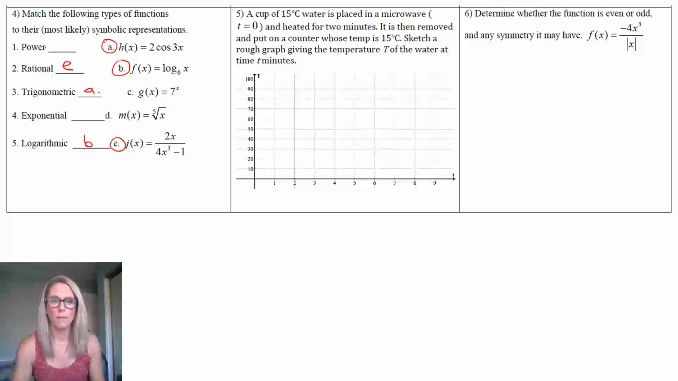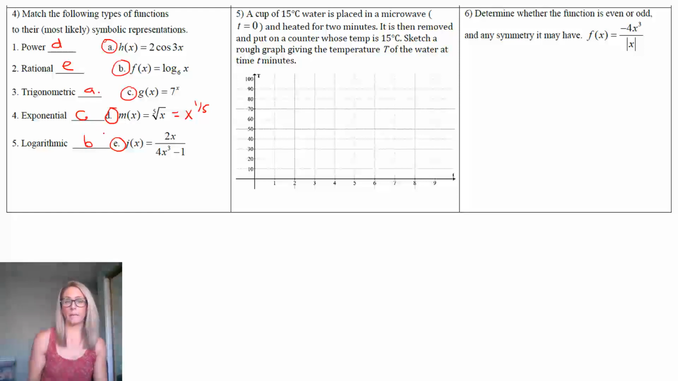And then they'd be thinking, okay, what's power and what's exponential? The quote unquote trick here is just to see that the fifth root of x is the same as x to the 1/5. And that's what makes it a power function. So that's D. And then that means that what's left is exponential. So just remember that exponential doesn't need to be e to the x. Exponential would be any base to a variable power. So 7 to the x is exponential.